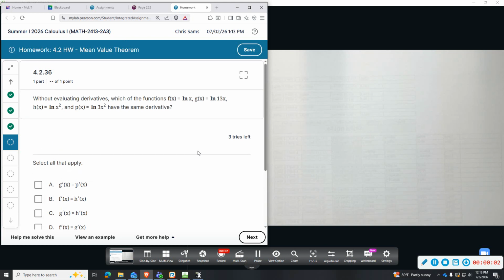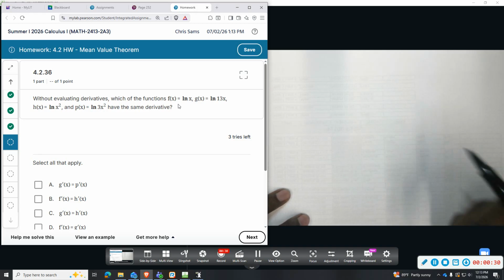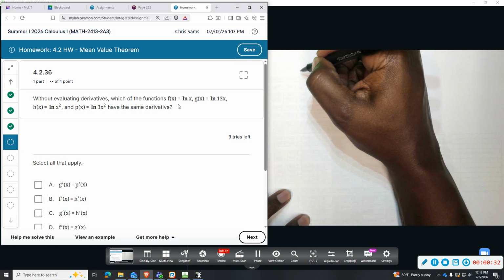All right, problem 11. It says without evaluating derivatives, which of the functions f of x equals ln of x, g of x equals ln of 13x, h of x equals ln of x squared, and p of x equals ln of 3x squared have the same derivative? Unless you've done a lot of natural log derivatives, you will probably need to do the derivatives, but I will kind of explain that here.